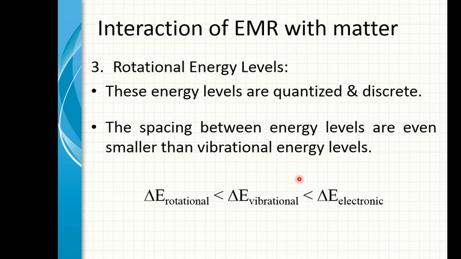The third one is rotational energy level. These energy levels are quantized and discrete. The spacing between the energy levels is smaller than vibrational, so in rotational the molecule just rotates about itself. So this is the lowest energy compared with vibrational, the smallest, and the space between the energy levels is even smaller than the vibrational energy level.